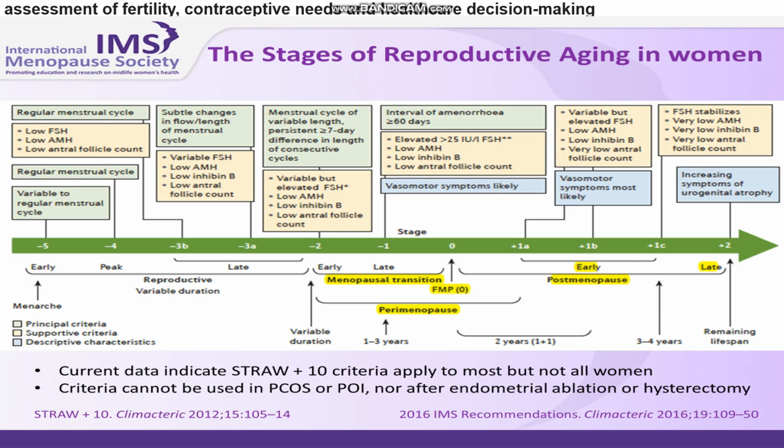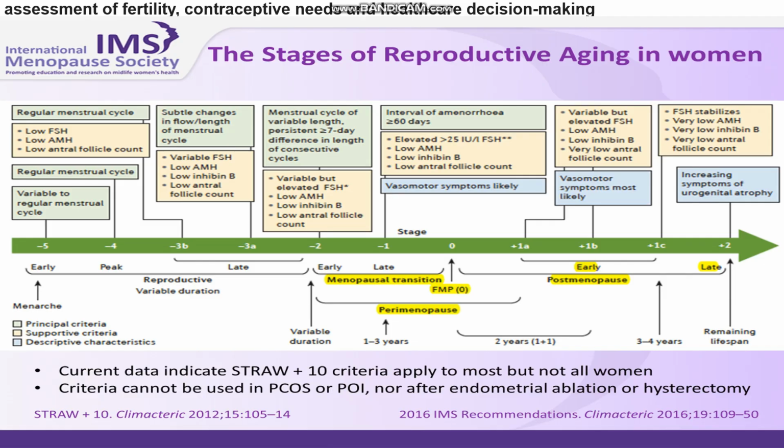This shows the stages of reproductive aging in women. As we know, as the age passes, the reproductive capability of the women changes. This is the 10-stage criteria, and the initiating point is the final menstrual period, which is stage 0. The stages before this are labeled as minus, and after the final menstrual period, the stages are plus 1. These stages show the ovarian aging and the capability of the women to reproduce.